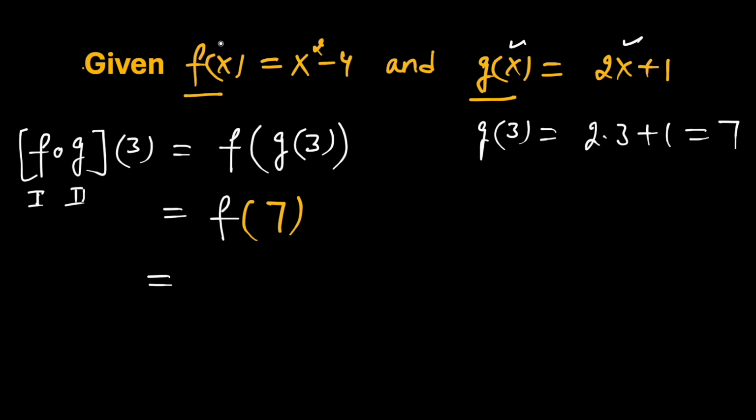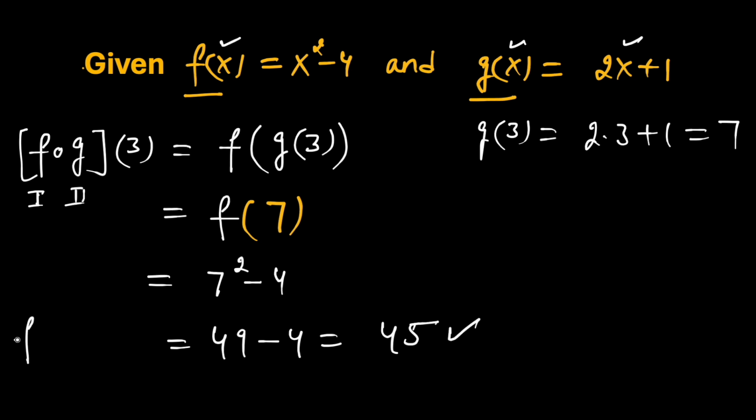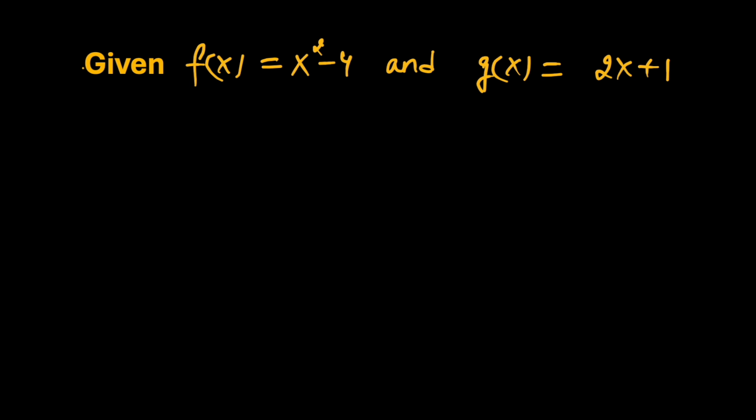In the function f, wherever you see x, replace it with 7. So it's going to be 7 squared minus 4. So 7 squared is 49. 49 minus 4 is 45. So the value of f of g of 3 is nothing but 45. That's your answer.